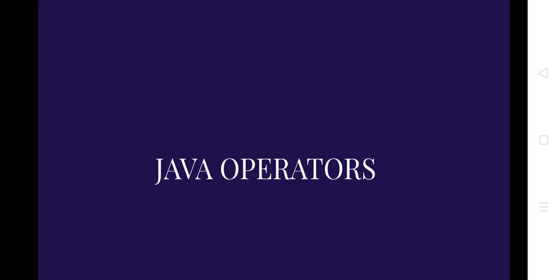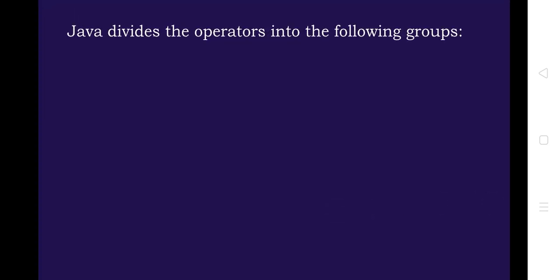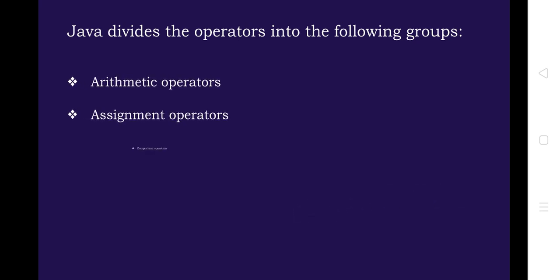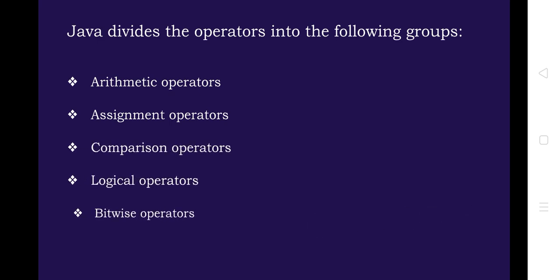Hello everyone, in this video we are going to see about the operators in Java. Let us see the operators in groups. Java divides the operators into the following groups. They are the arithmetic operators, assignment operators, comparison operators, logical operators, bitwise operators and some special operators. Okay, so let us see them one by one.